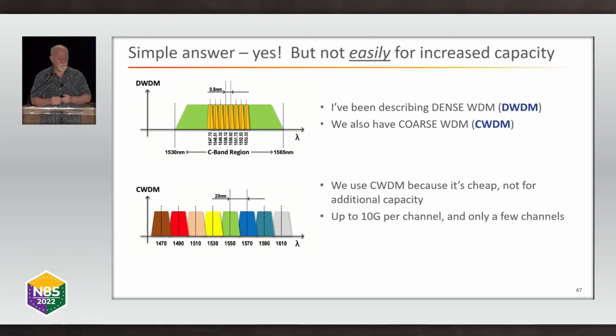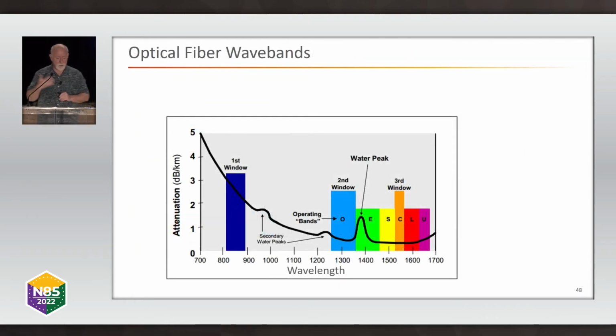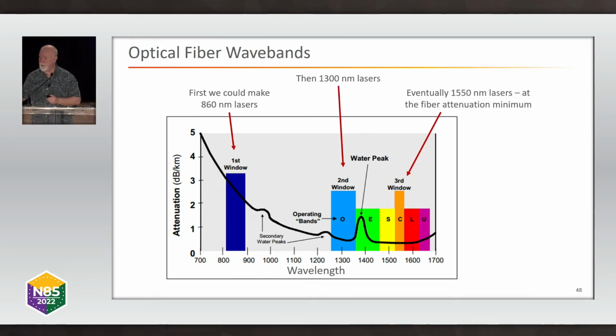And it's typically a 10 gig per channel, only a few channels, and it's used in unamplified short distance applications. But it is proof that we could use these other bands. In other words, we can build lasers that can transmit across any of these bands. These optical fiber wave bands essentially evolved as laser technology did. The very first lasers we could build operated at the very edge of the visible spectrum, 860 nanometers. Then we had 1310 nanometers, and then we had 1550 nanometer lasers.